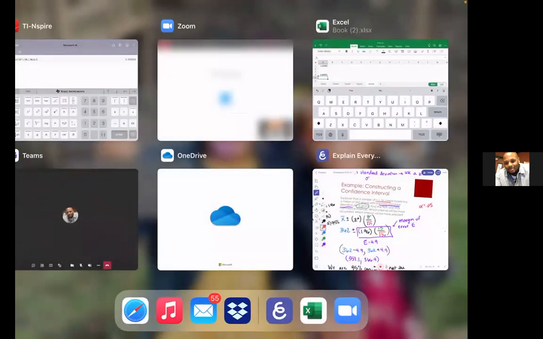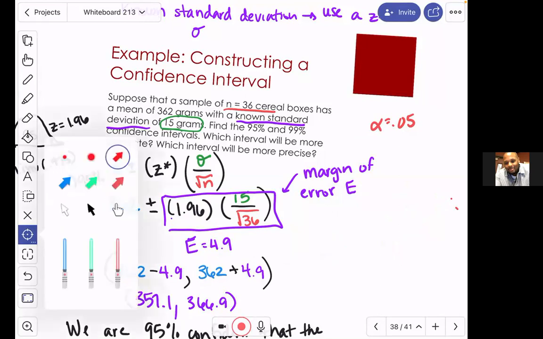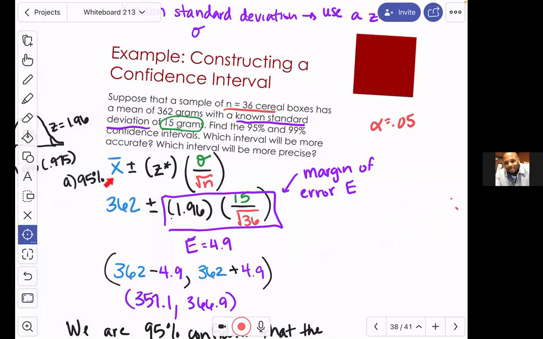If you come back over here, look at this value right here. It's equal to what? 4.9. It's E. It's the E value that we calculated earlier. So essentially, Excel can calculate the E value for you. And if we can calculate E, the next part is the easy part, because all you have to do is add and subtract it from the mean.